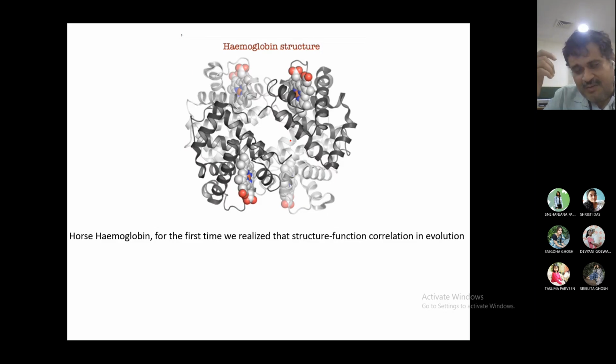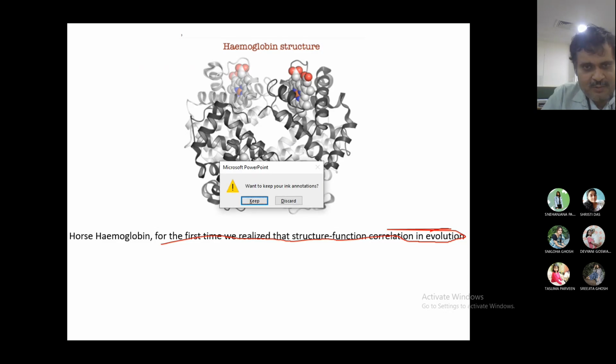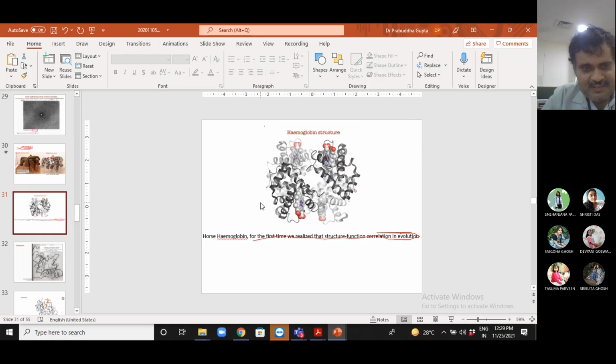But this information was not possible to acquire at that time by comparing the DNA sequences of these proteins alone. Why? Because there is a huge DNA sequence difference, but the fold by which these proteins get to their tertiary structure was identical between both hemoglobin and myoglobin. So for the first time, we realized the structure-function correlation that is present during evolution. So are you with me up to this? Any questions?